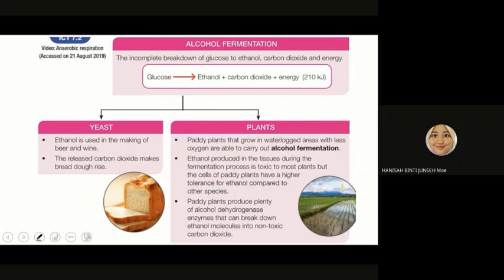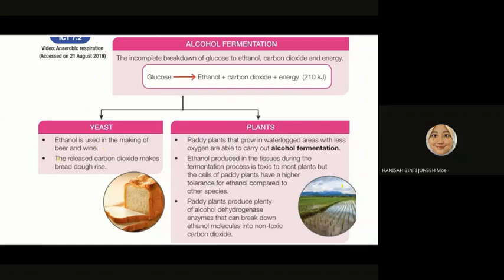There are two examples that I want to show you of alcohol fermentation. First, it happens in yeast. Yeast will undergo alcohol fermentation. The alcohol or ethanol produced in alcohol fermentation is used in the making of beer and wine. So you know now that beer and wine contain ethanol, made from a process of fermentation.